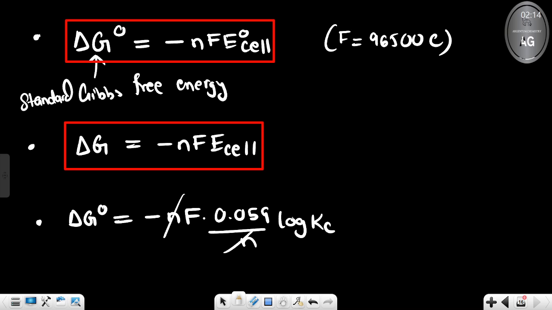Okay. This time it is better that you don't put the 0.059, otherwise that f will again remain. So you can cancel out the n and f, but if you write 2.303 RT, then really they don't give you this in the question. If they give it, you just put the value of f. It is 0.059. Done. Simple.